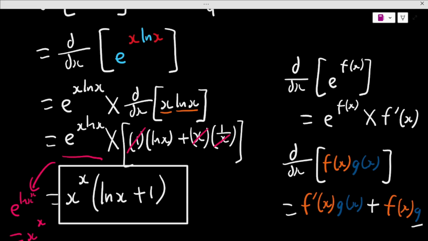And that is pretty much the correct answer. It does satisfy the condition when x is equal to 0. This is indeed not defined because we have x to the x, so if we sub in 0, this is not defined. Okay, how about another method?